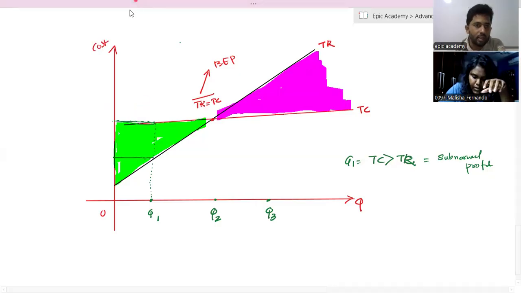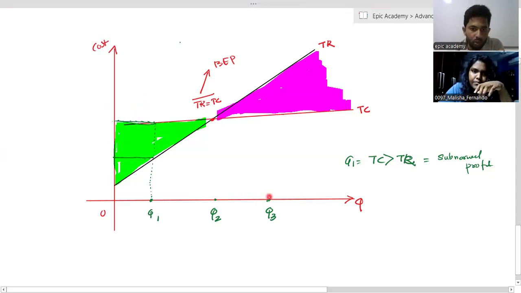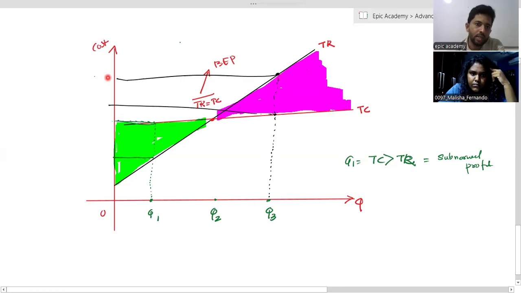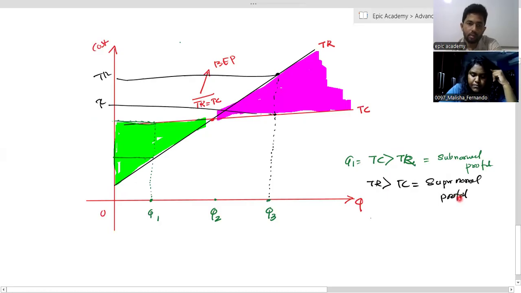Why? If you are going to produce at the point of Q3, this is your total revenue. This is your total cost. So now you can identify total revenue taking greater value than the total cost. So then TR takes greater value than TC. So then it must be supernormal profit, isn't it? Yes.